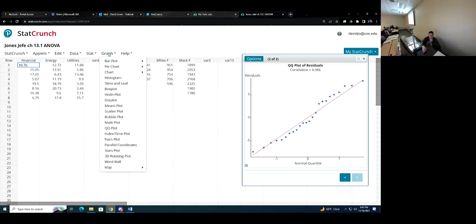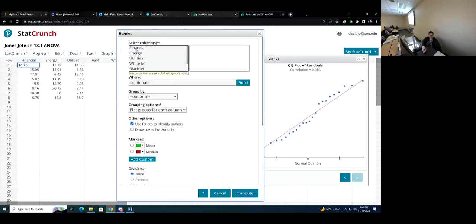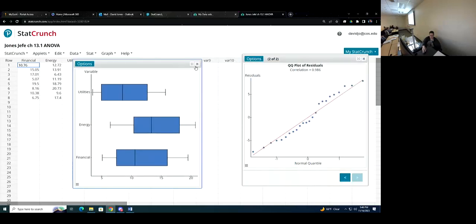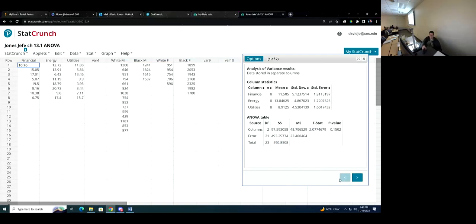Then we'll look at a box plot for those three groups. Make sure there's no outliers. And there are no outliers. Now I'm a little torn because the median of utilities is not inside the energy box and vice versa. But the boxes do have some overlap. So I don't know if they're different or not. But there's no outliers, so we're good to go with our information.